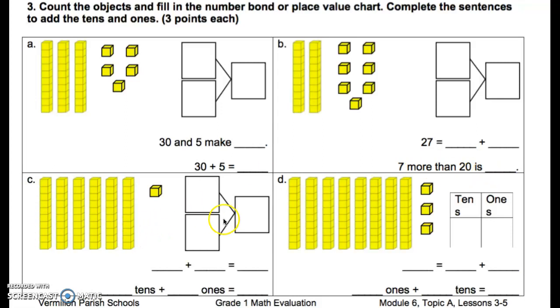Now C, it's the same thing. Fill in your number bonds for the tens and ones. What's the whole? Blank plus blank equals blank. Then down here, blank tens plus blank ones equals how many in all? D, no number bond. Instead, they give you a place value chart. So how many tens are there? How many ones are there? Blank equals blank plus blank. Blank ones plus blank tens equals blank in all.